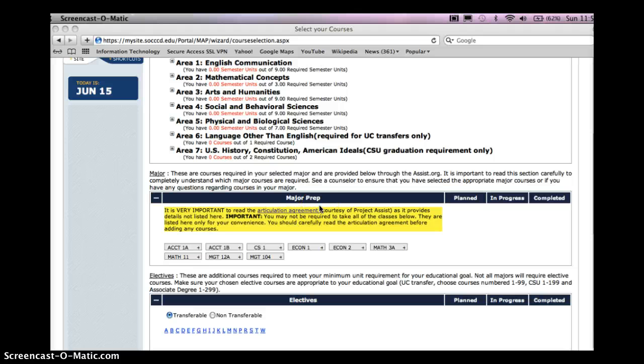So you'll see one of the things that MAP did was it also talks to Assist, which again we know is the resource that tells us what the major prep is for UC and Cal State majors. Through Assist, it automatically generated courses that are required for major prep or might be required for major prep. Just because classes are listed here does not mean that they're required. I know that sounds a little confusing, so let's click on articulation agreement to clarify a little bit here.